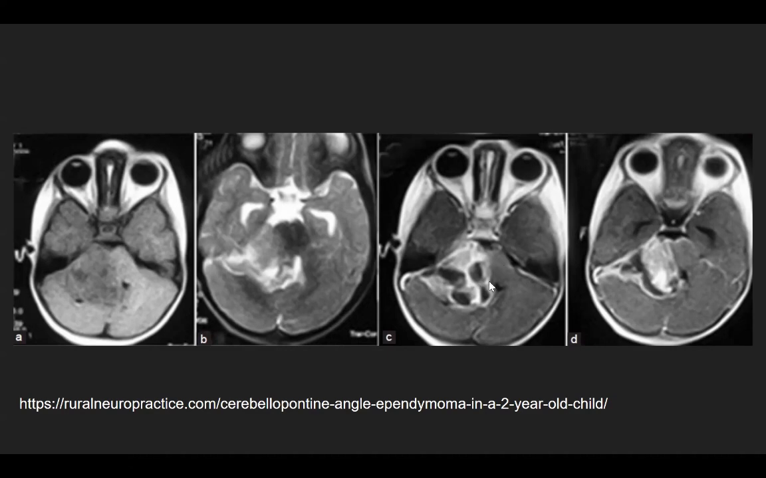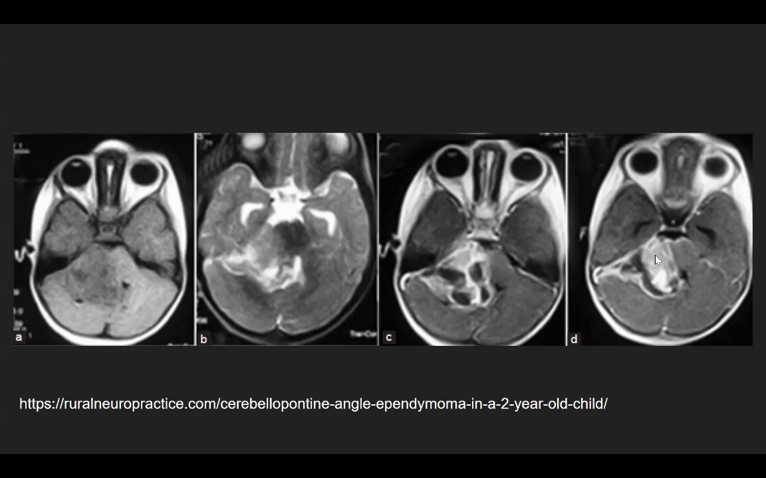On the left side, it's T1 without contrast, showing the same lesion with heterogeneous signal intensity. It's a fourth ventricular tumor with enhancement, with both cystic and solid components, with extension to the right CP angle.